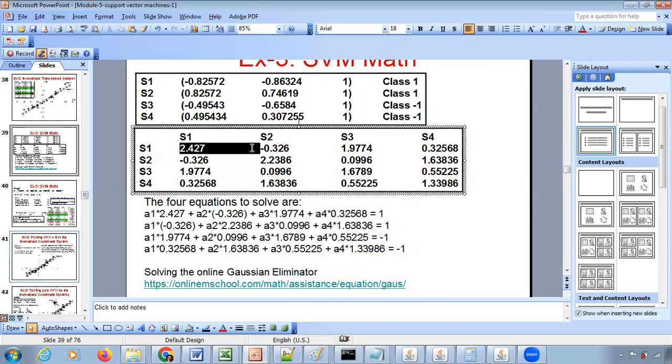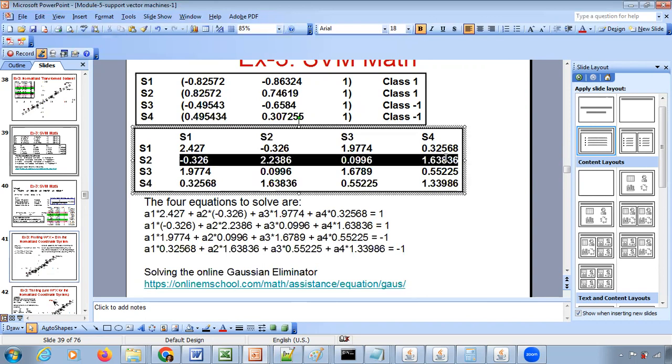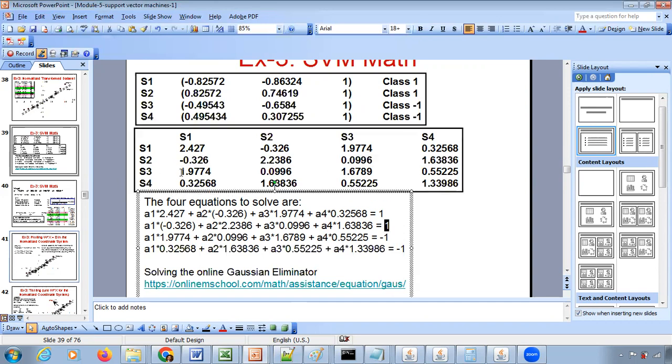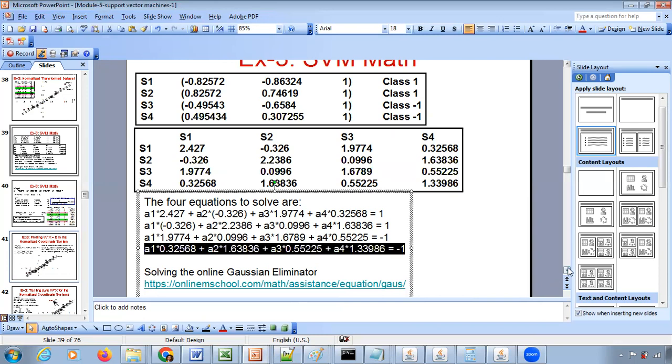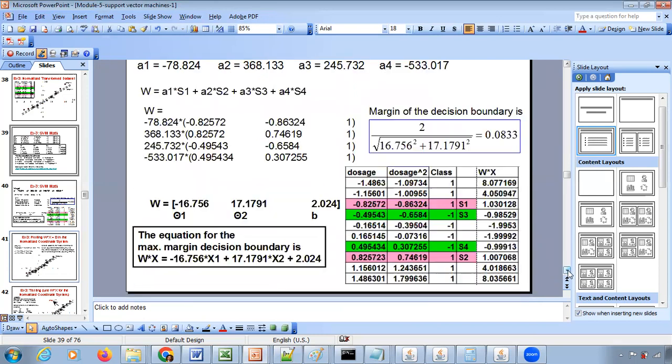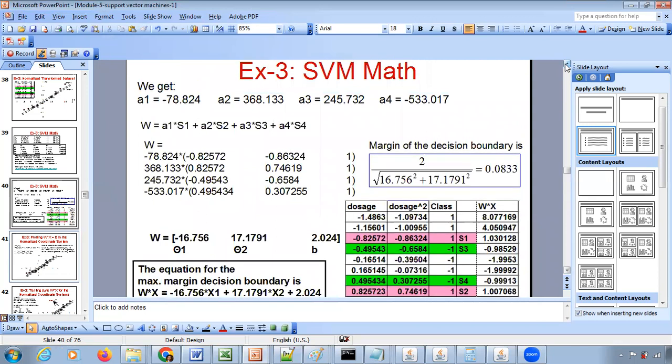So A1 times this plus A2 times this plus A3 times this plus A4 times this equals 1, because S1 belongs to class 1. Similarly, A1 times this plus A2 times this plus A3 times this plus A4 times this, and S2 belongs to class 1 as well, so it's equal to 1. And this A1 times this plus A2 times this plus A3 times this plus A4 times this is -1 because S3 belongs to -1. And then the last equation. So solve these 4 equations using Gaussian elimination. We know how to do that. We get A1, A2, A3, A4, and then plug them into the weight vector.